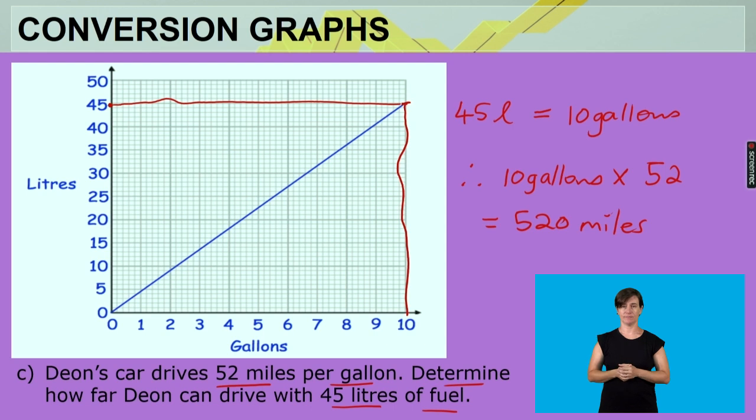Let me run through this again. Looking at my graph, I found that 45 liters of fuel will be equivalent to 10 gallons. Because the question stated that his car can drive 52 miles per gallon, I took 10 gallons and multiplied by 52 miles. So in total it gives me 520 miles.